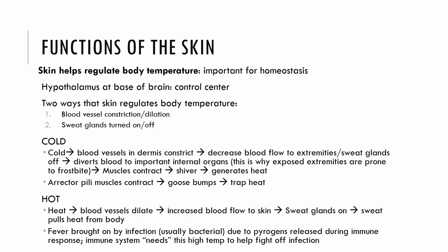So when your blood is diverted to the internal organs, muscles contract, they start shivering, and this generates heat. And this is where your arrector pili muscles come in. They contract, which raises the hair, which produces goosebumps, and this traps heat. So when you're hot, blood vessels dilate. This increases the blood flow to the skin. Sweat glands are turned on, and sweat pulls the heat from the body.